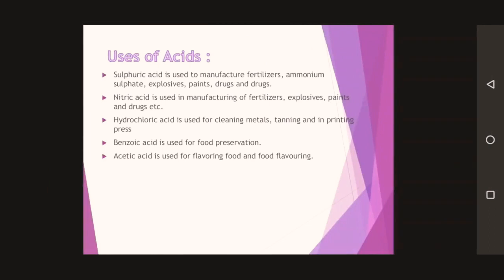Now let's see some of the uses of acids. Sulfuric acid is used to manufacture fertilizers, ammonium sulfate, explosives, paint, drugs, etc. Nitric acid is used in manufacturing of fertilizers, explosives, paints, and drugs, etc. Hydrochloric acid is used for cleaning metals, tanning, and in printing press. Benzoic acid is used as a preservative for food preservation, and acetic acid is used for flavoring food.